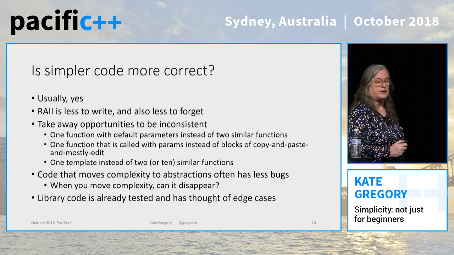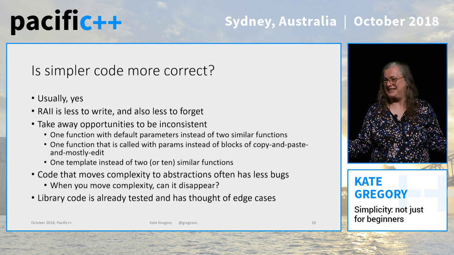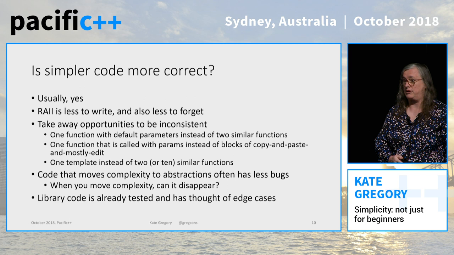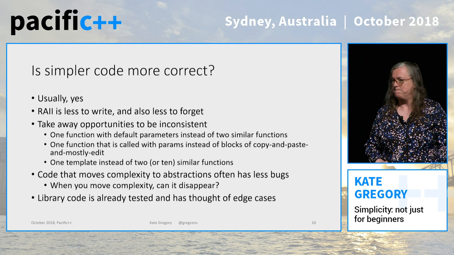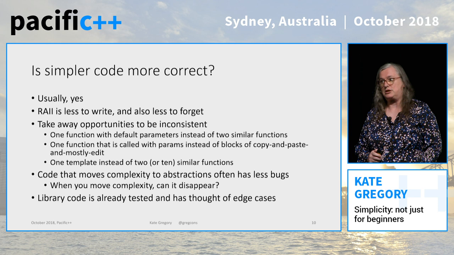Worth mentioning also that if your simpler code is caused by embracing library code, then someone else already tested that. Someone else already thought of the edge cases. So if you use something from algorithm to sort or to find or to count, it's not going to have an off by one error in it. If you write your own loop, well, maybe it will and maybe it won't. So that's another place where it's much simpler for you, obviously, to just use something from algorithm, then you're done. But it may also lead to more correct code.